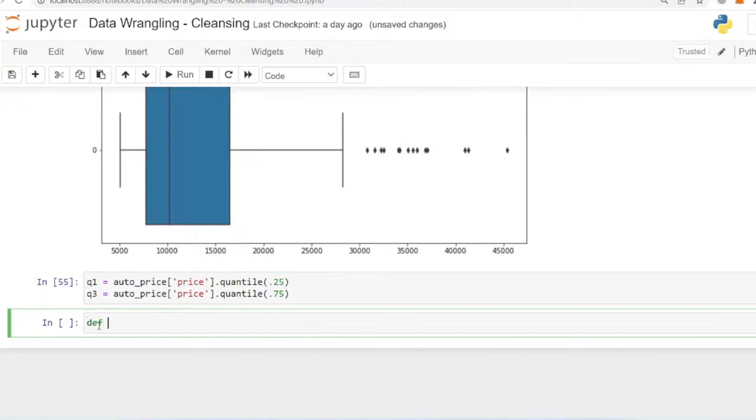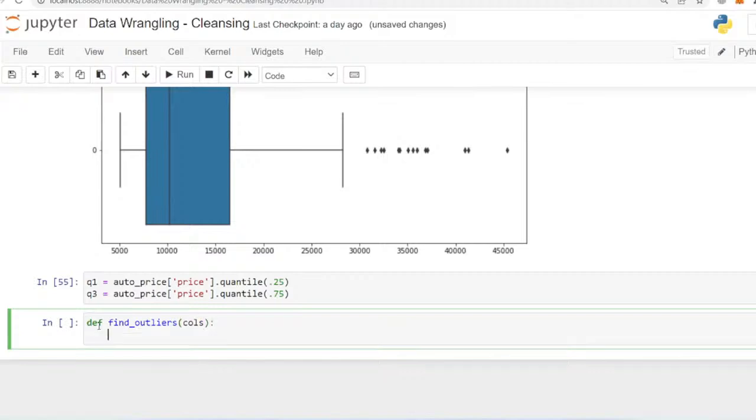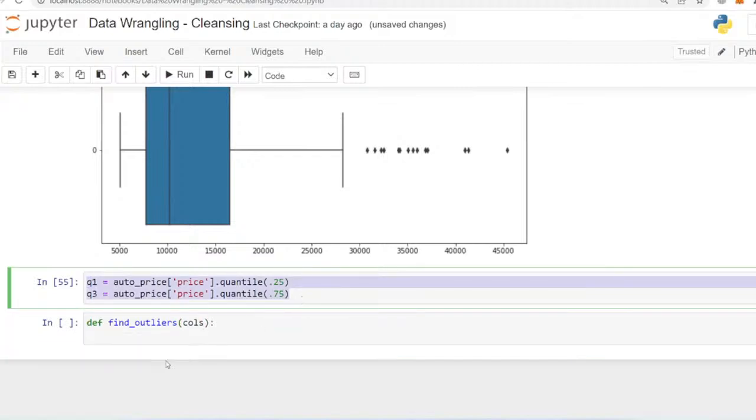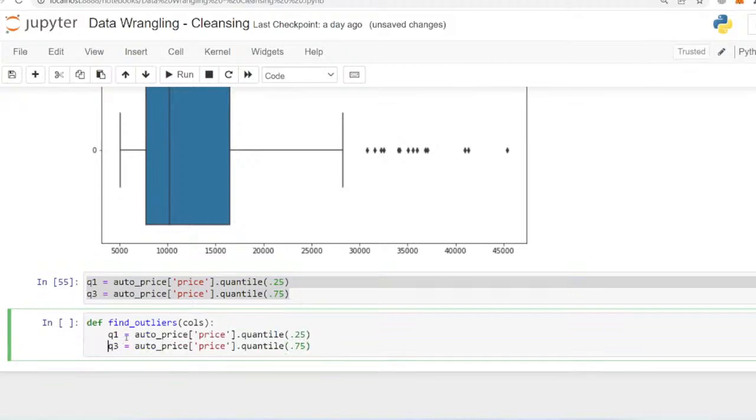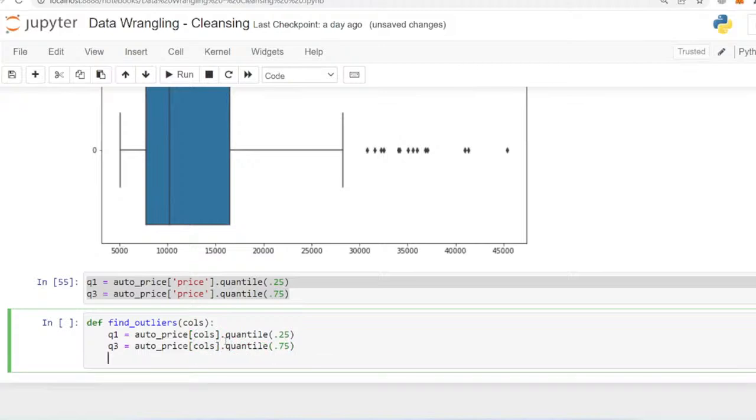I'll be interested in creating a function named find_outliers. This is a better way of representing the outliers part. You can pass the columns here. First of all I'll put these two formulas, and then we will calculate the IQR on the basis of this. Let us replace price by cols. Then we can take IQR. IQR will be given by Q3 minus Q1.